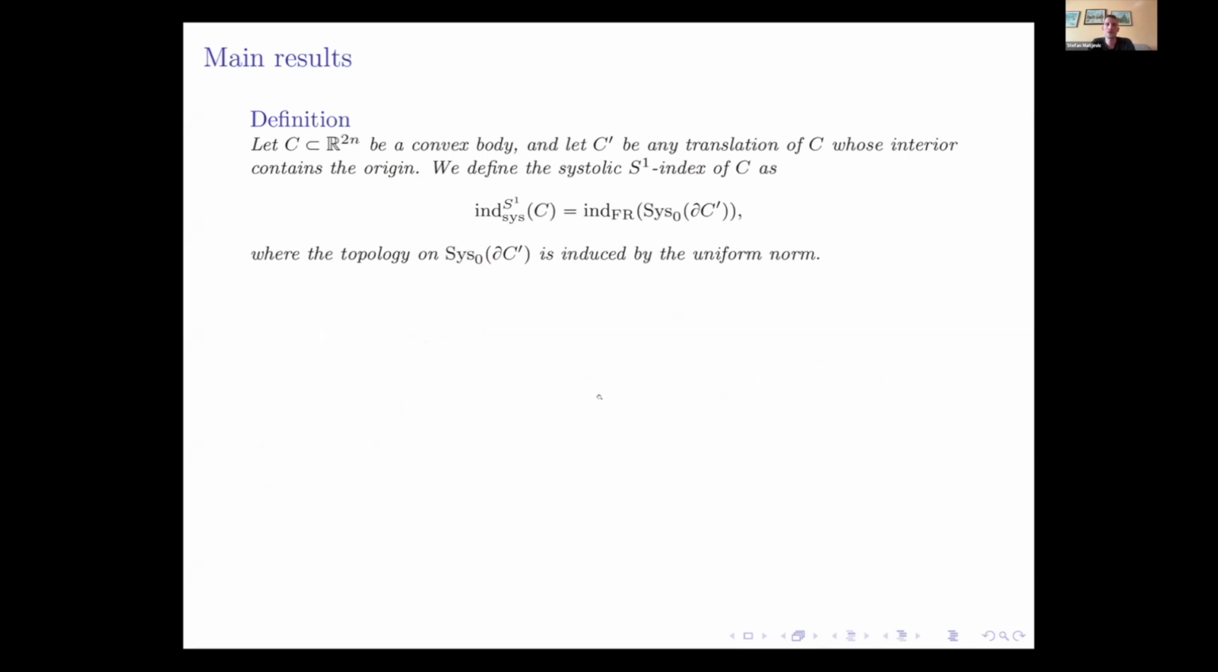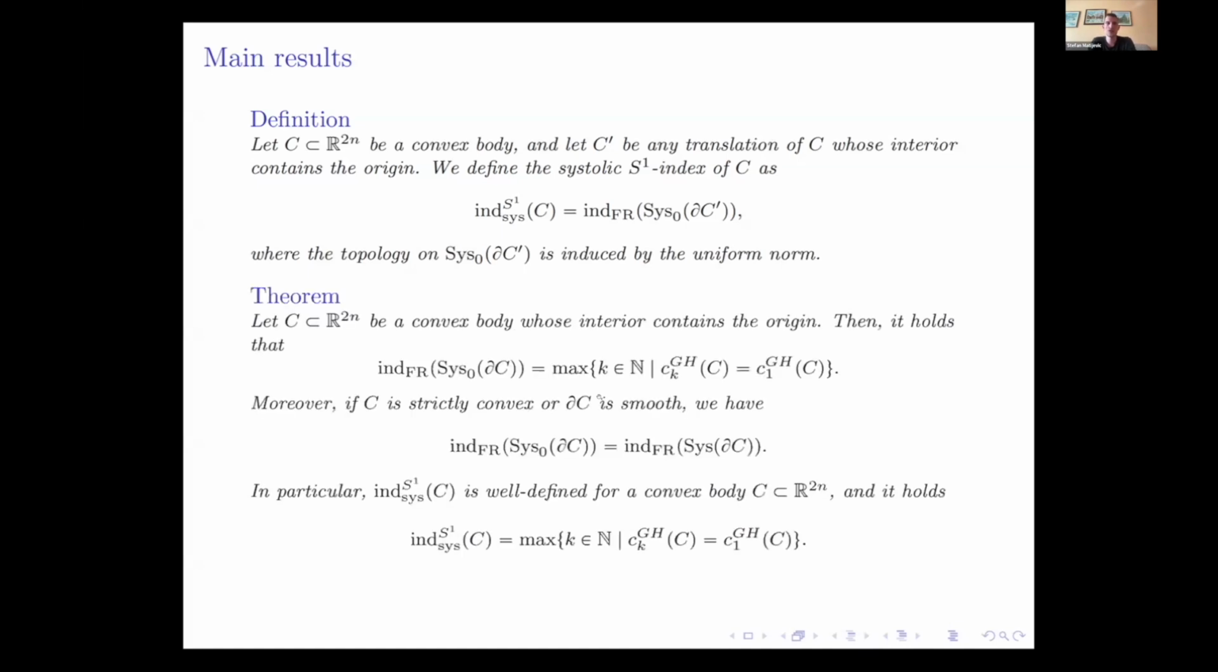If we take any convex body and consider its translation such that the translation contains the origin, we define the systolic S1-index as the Fadell-Rabinowitz index of the space of centralized systoles, where the topology we take to be induced by the uniform norm. And this is well defined, which one can see from the following theorem.